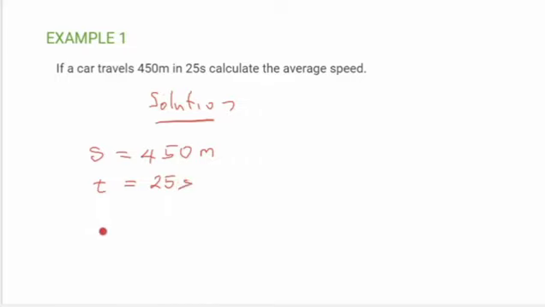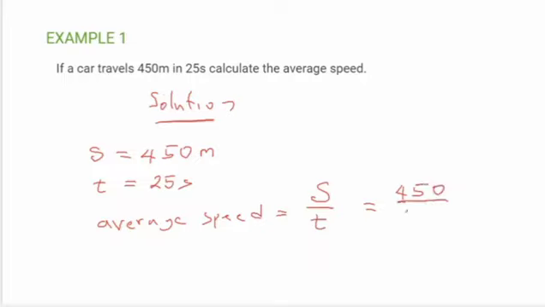So to get the average speed, it will be equal to the total distance S over the time. So we'll just do substitution, 450 divided by 25. That gives us the average speed as 18 meters per second. So average speed V equals 18 meters per second. Let's go to the next question.